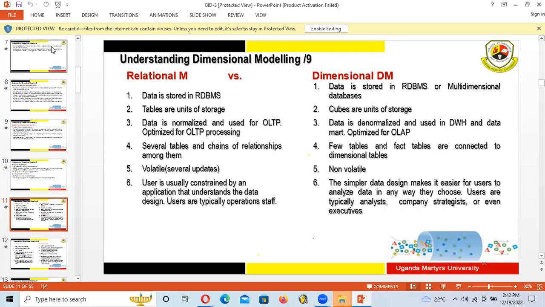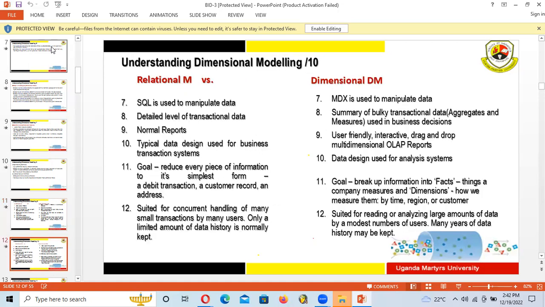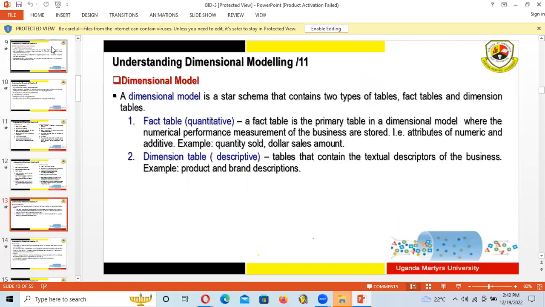In relational, data is volatile, whereas dimensional is non-volatile. Then SQL is used to manipulate data in relational, whereas MDX is used to manipulate data in dimensional. Detailed transaction-level data is used in relational, whereas a summary of bulk transaction data is used in dimensional. As you can see, those are the differences.